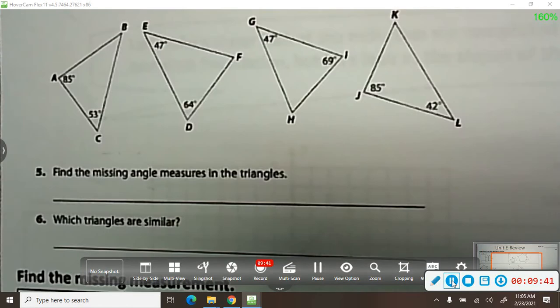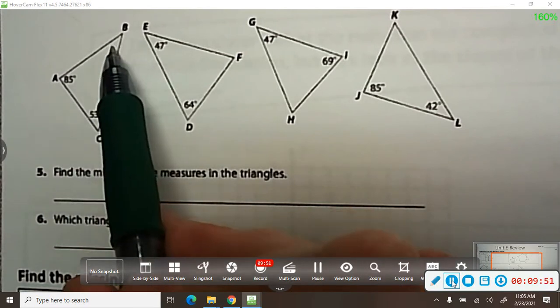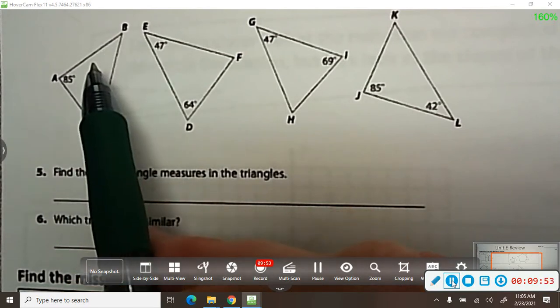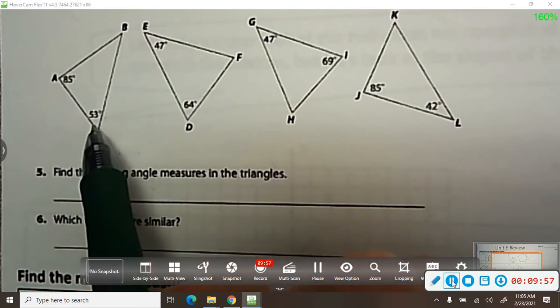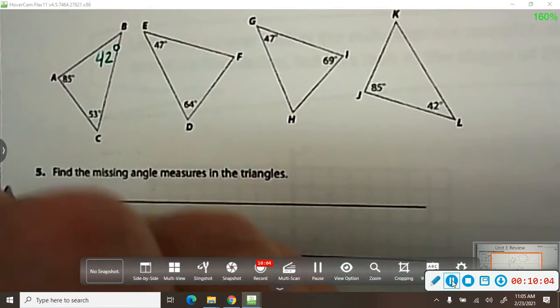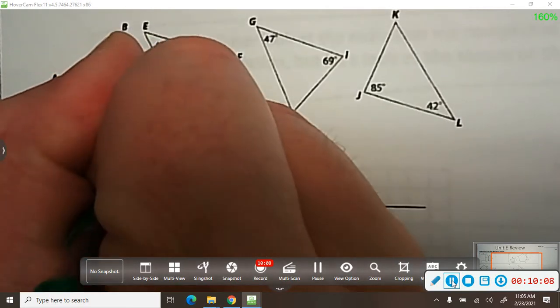Alright, number 5. Find the missing angle measures in the triangles. Well, we can use the triangle angle sum theorem. We know that these three angles add up to 180. So I'm going to take 180 minus 85 minus 53, and that equals 42. So I'll say angle B is 42 degrees.